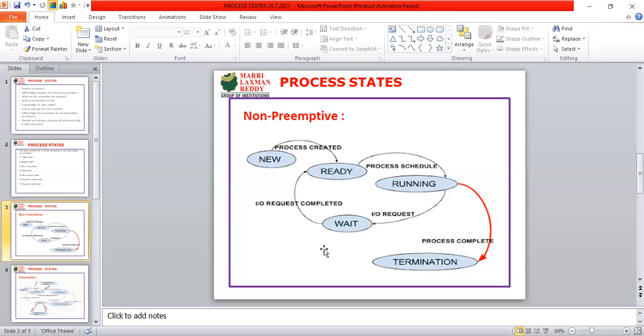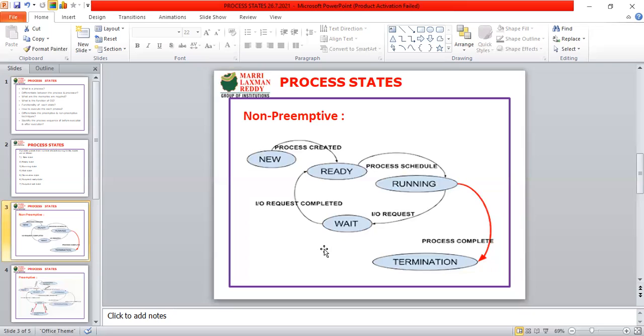This takes a fraction of a second. Immediately the IO request is completed and the IO operation is available. Again the process comes to the ready state, then from the ready state again to the running state. In the running state, the process will be executed.